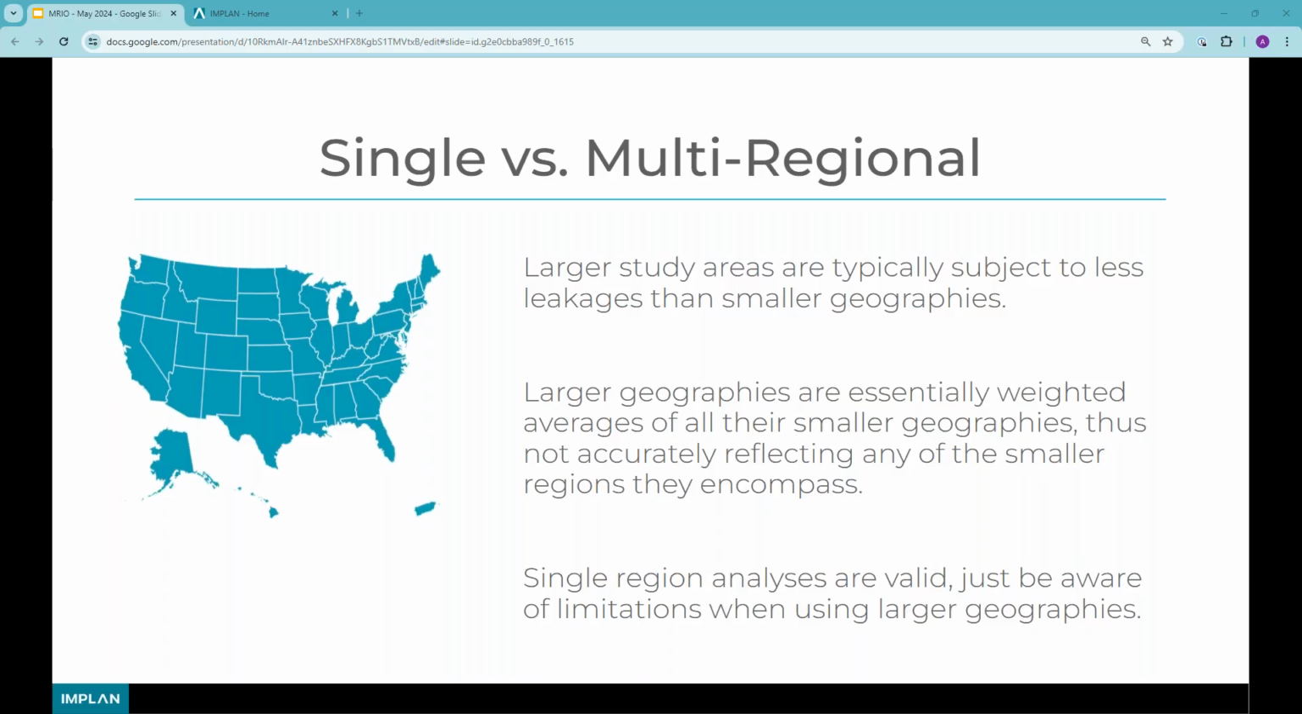Of course, a single region analysis is still valid. They're just missing part of the story, right? So just be aware of the bias when you're using those larger geographies, or if you're going to use that larger geography as a single region analysis.